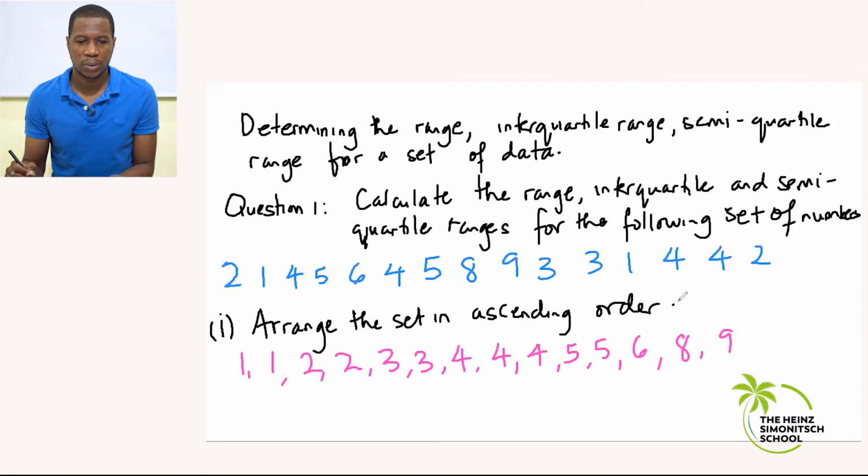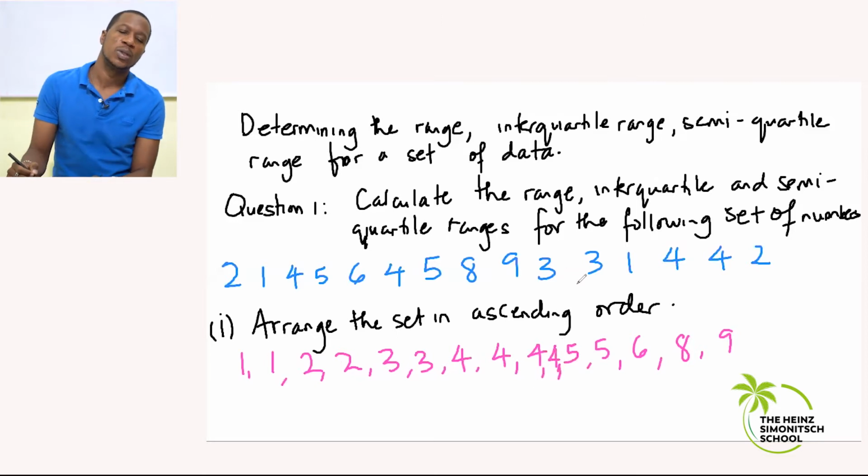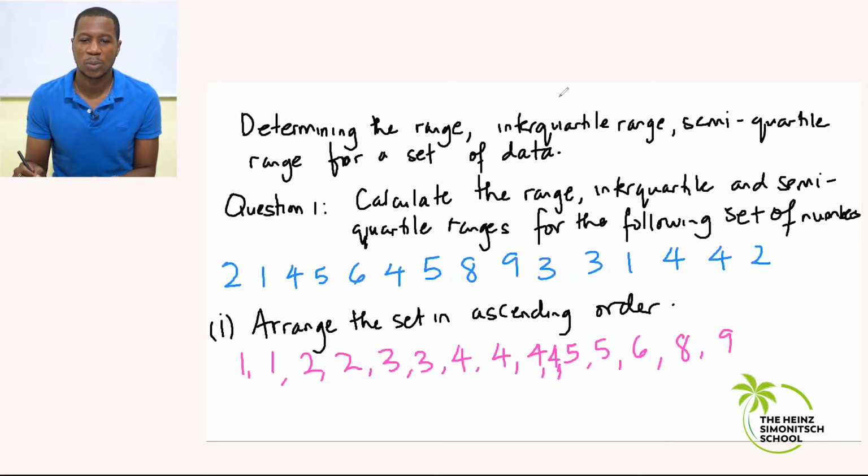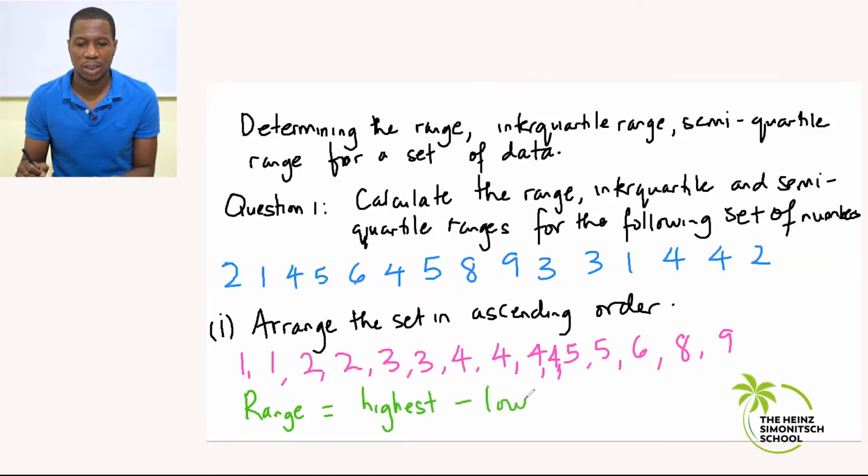I think we missed out one. We missed out a 4 here. Good. So we should have 15 numbers, 15 items. So the range would be the difference between the highest and the lowest object. And that works out to be 9 minus 1. Pretty simple.